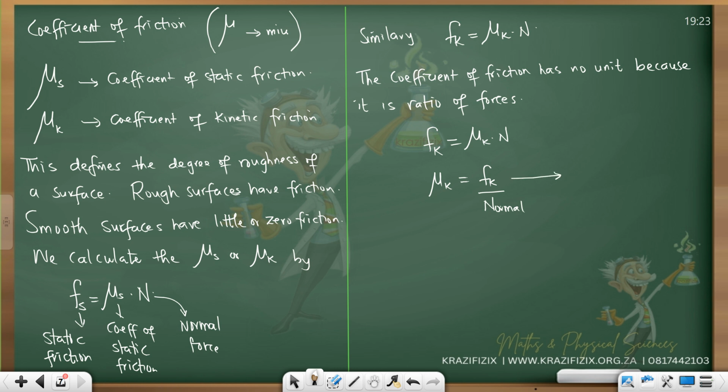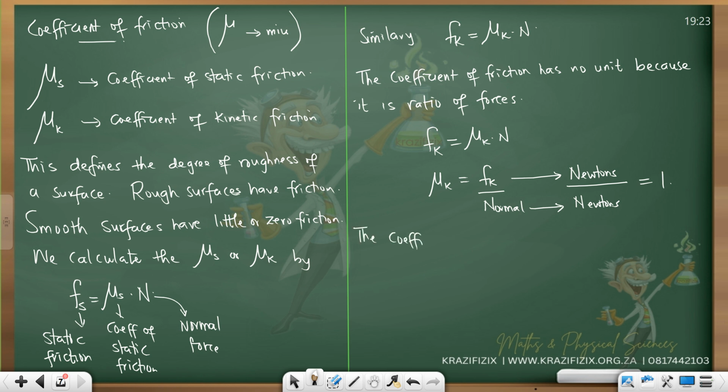How do you measure kinetic friction? You measure it in newtons. How do you measure normal force? It's also measured in newtons. So what is newtons over newtons? That's why it has no unit, because it is a ratio of forces. The coefficient of static or kinetic friction has no unit because it is a ratio of forces.